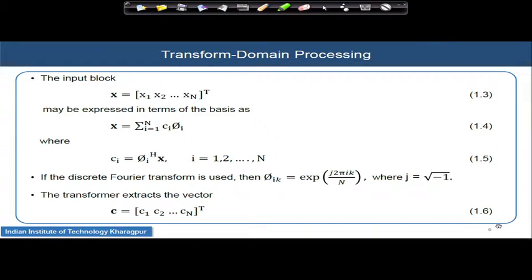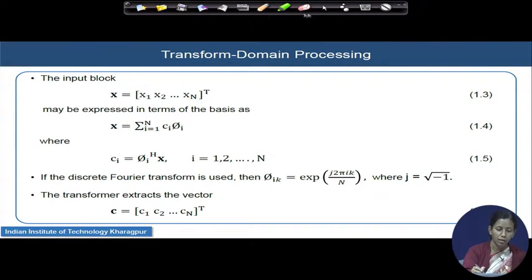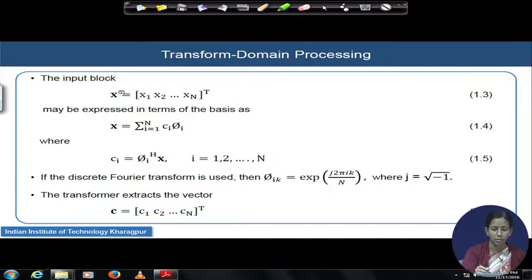Now, equation 1.3 gives the incoming signal vector. X is the incoming signal vector given by x 1 to x N, and any component of this vector I can express in terms of the basis functions as in equation 1.4, where the new component introduced here is C i, and C i is given by theta i Hermitian times x.